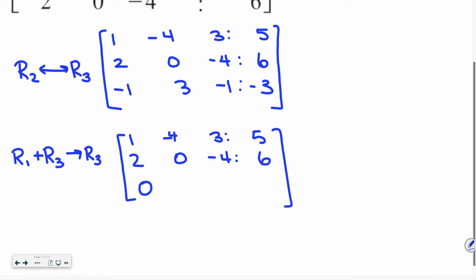Add row 1 and row 3 together. So what do we get? 0, -1, 2, 2, right? We add those rows together.